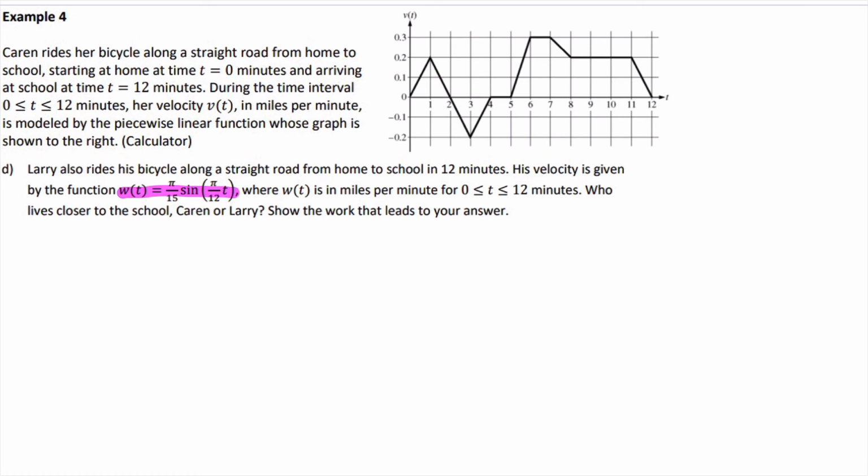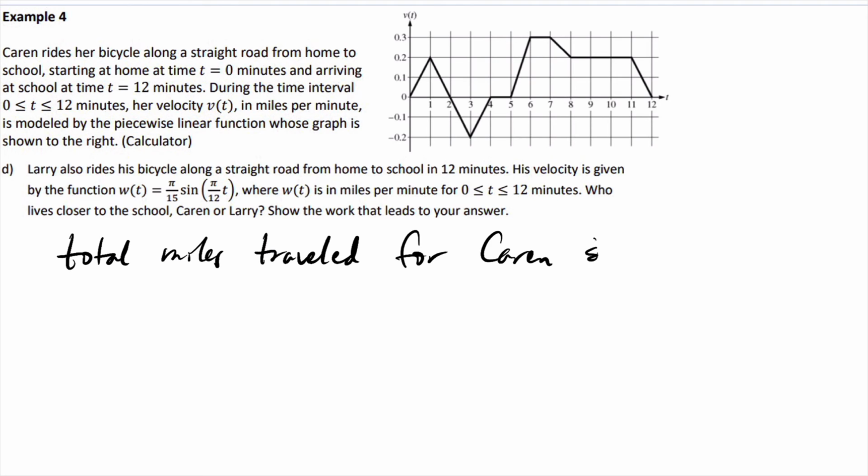That's what we need to figure out. We need to figure out total miles traveled, right? If we can figure out total miles traveled for Karen and for Larry, then we can compare, right? That's how we compare. So we need total miles traveled for Karen and Larry. If I had that, I could answer the question right now.